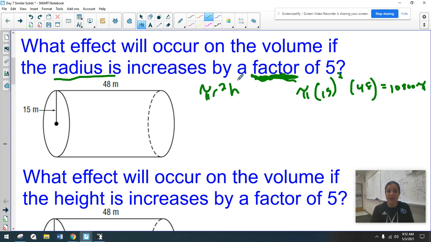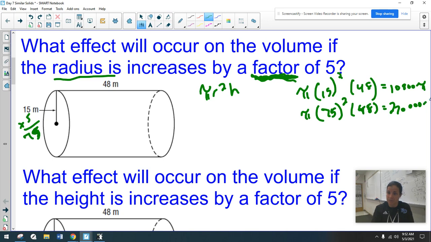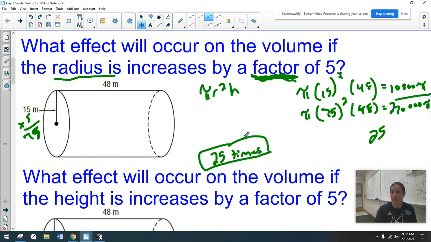And then if I increase by a factor of 5, that means what they're telling me to do is times it by 5. So that's going to give me 75 as my radius. So if I do pi times 75 squared times 48, that's going to give me 270,000 pi. So if I divide those two things, what I actually get is 25. So your final answer for this, if you did the numbers, is 25 times. That's the long way to do it, which you do not have to do.